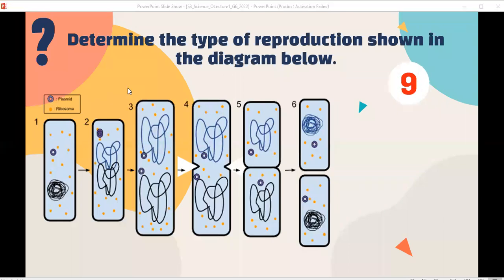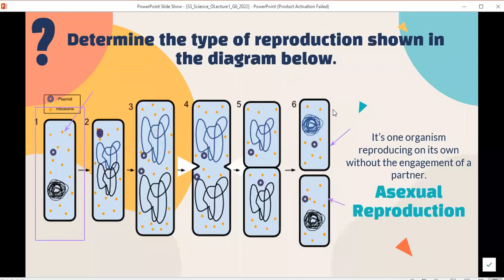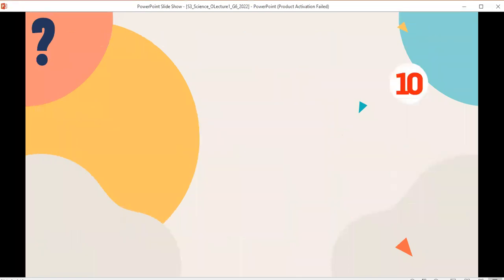Okay, great. So look, it is one organism right here producing two organisms, 1, 2. Since we started with one parent, it is an asexual reproduction. Asexual reproduction requires the involvement of one parent.